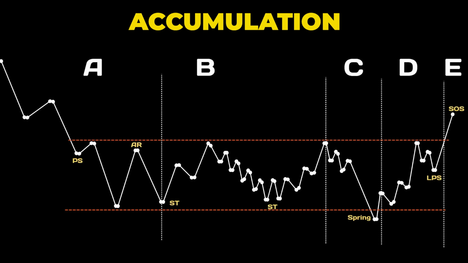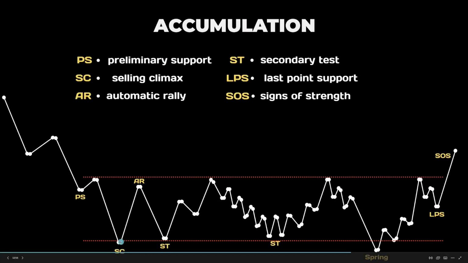Now, Wyckoff's trading schemas. Let's break down the accumulation schema into 5 phases: A, B, C, D, and E. Phase A is the downward price movement, ideally with deceleration, meaning each subsequent downward thrust becomes smaller and smaller, but trading volumes conversely should increase. During this time, preliminary support forms.